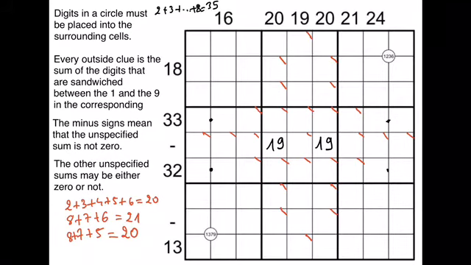And there's something with this 19. There are 2 possibilities for 19. If we assume that 19 is made of 3 digits, then there are only 2 possibilities, which are 8, 6, and 5, and 8, 7, and 4.